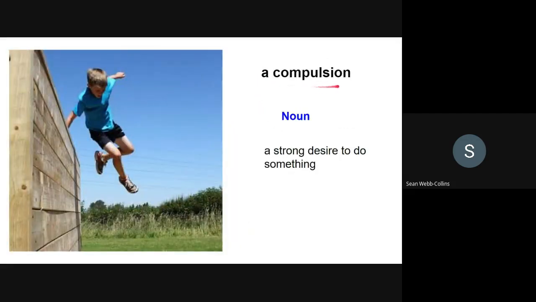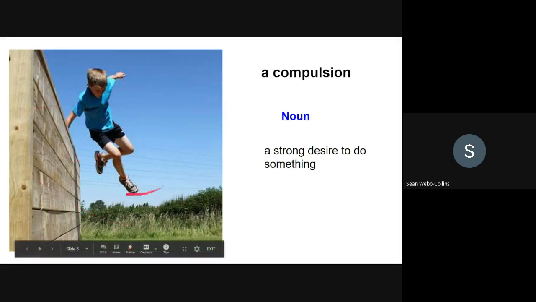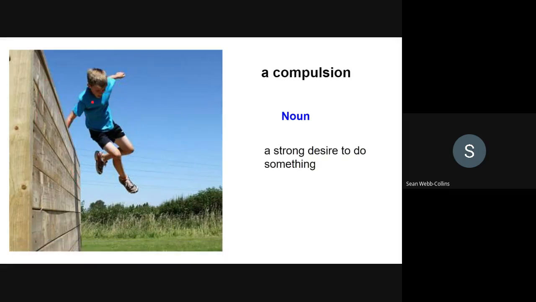A compulsion. Noun, a strong desire to do something. For example, this boy has a compulsion to jump over the fence. Another example, the payment was made under compulsion. He had to do it.